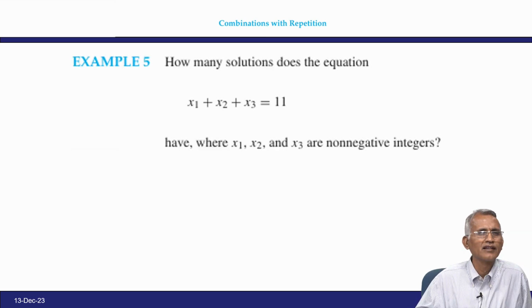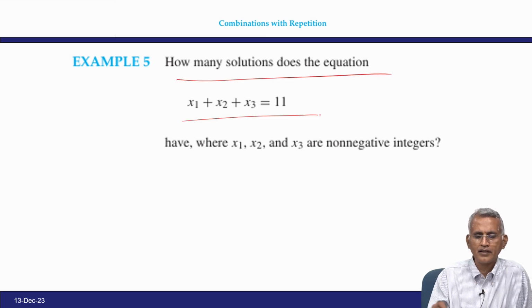Now we have another example. How many solutions does the equation x1 plus x2 plus x3 equal to 11 have, where x1, x2, x3 are non-negative integers?